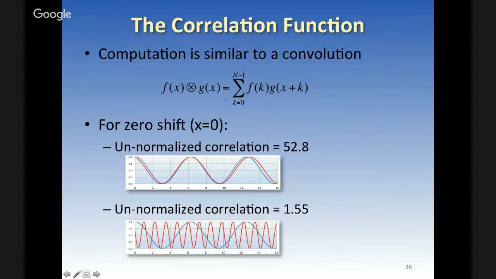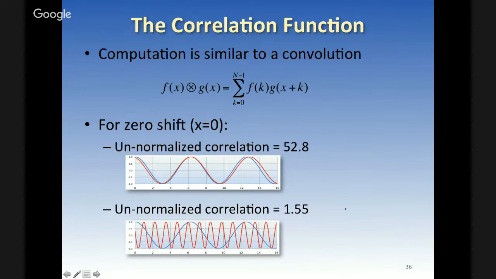And I'll show you what one of those looks like in just a second. But if I just set the parameter to 0 and look at the unnormalized correlation function, we get 52 for this first function I showed you, and 1.55 for the second function. So there's clearly a much bigger correlation number here, and these are unnormalized. I just did this for illustration purposes.